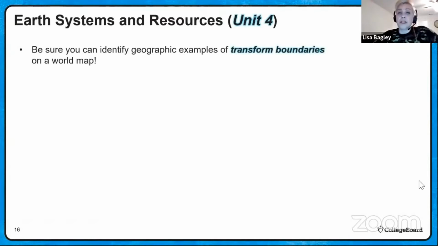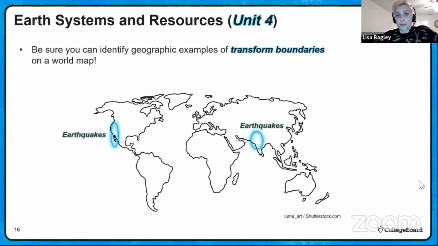And be sure that you can identify geographic examples of transform boundaries on a world map. Earthquakes occur. That's the San Andreas Fault, and earthquakes are occurring there in the Himalayas as well. Now, obviously, there's a lot more examples geographically that we could give for each one of these faults, so these aren't the only ones that you could see. I'm just giving a couple of overview examples.